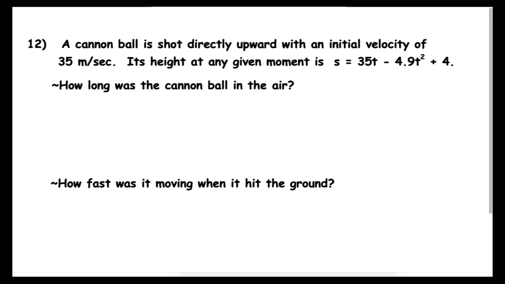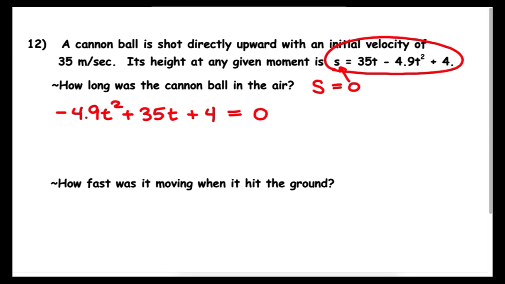Well, how long was the cannonball in the air means how long did it take for S to become 0? Because S is the height above the ground, and when S is 0, the cannonball makes impact with the ground. So again, this is another quadratic formula program problem. You just simply stick the 0 right in here. It's already 0, which is even easier. Again, you need descending order. And when you work that out, that's going to come out to two answers. Time is negative 0.113 seconds, and time is 7.255 seconds.